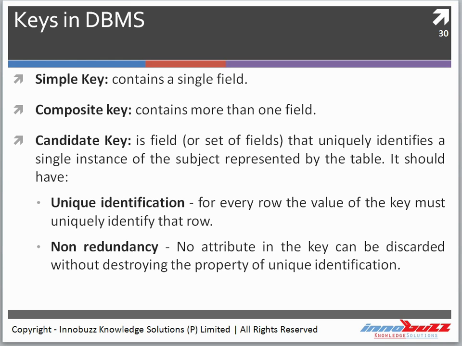Keys in DBMS. Simple key: a key which contains a single field. Composite key: a key which contains two or more fields. Candidate key is a combination of attributes that can be uniquely used to identify a database record without any extraneous data. A table can have one or more candidate keys.